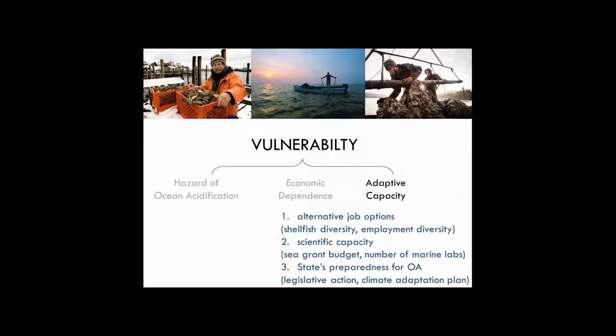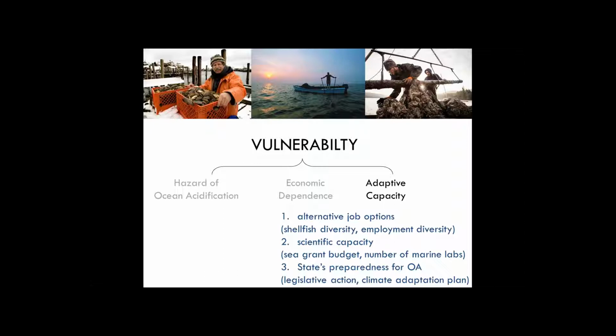And lastly, we looked at adaptive capacity. And this is the ability of a social group, again, to cope or adapt to changes. We had 3 large measures for adaptive capacity in this study. And we really tried to focus this component on ocean acidification in particular when we could. So one component was alternative jobs. And we used 2 indicators for alternative jobs, or the ability to switch jobs. And one was the diversity of shellfish industries in a region. So how many different species are being harvested, and what percentage do they contribute to the total economic value of harvest? And in addition to that, we used a more generic measure, which was employment diversity for an area.